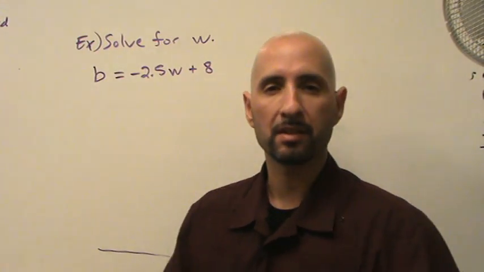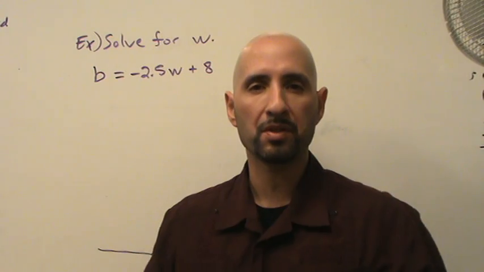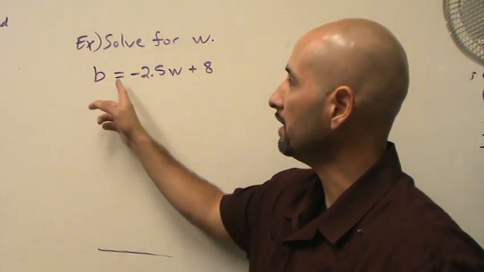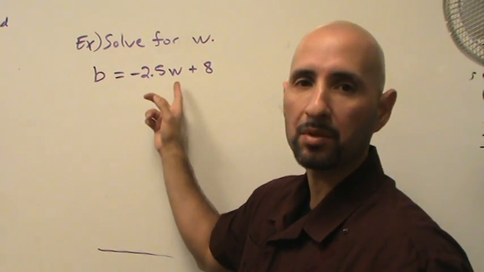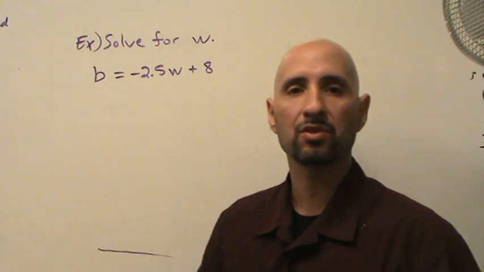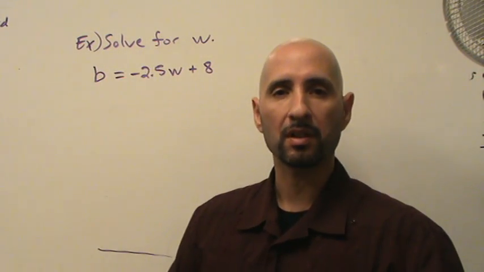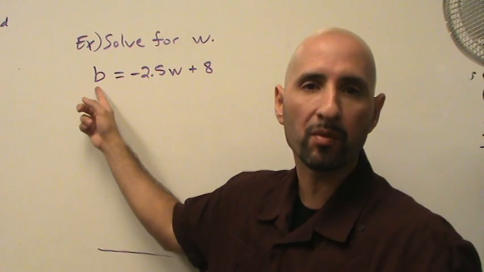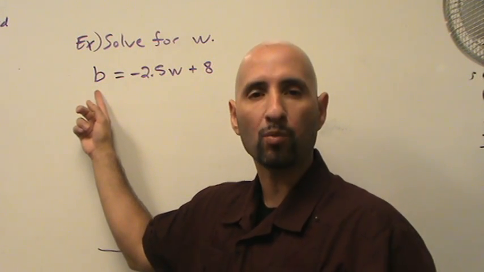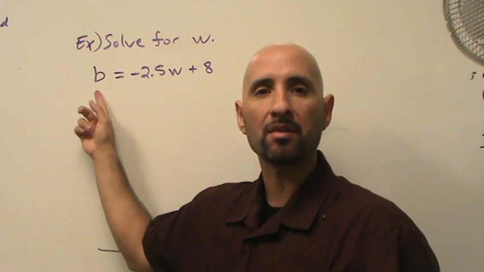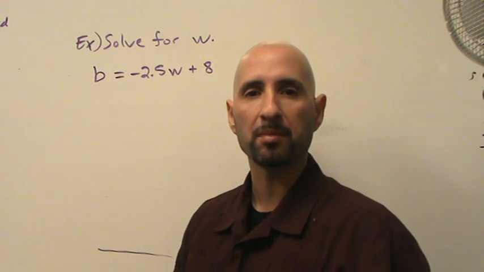In this section, we continue to talk about solving equations. Here's an example. B equals negative 2.5 W plus 8. The directions say solve for W. Currently, this equation is actually solved for B. B is isolated on one side of the equation all by itself. That means this equation is solved for B.